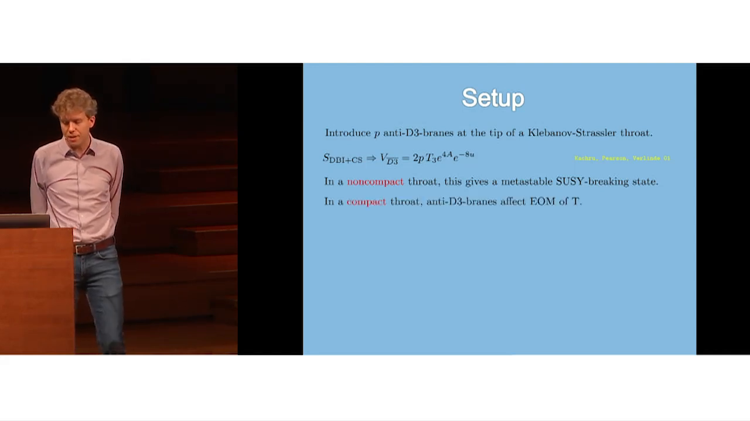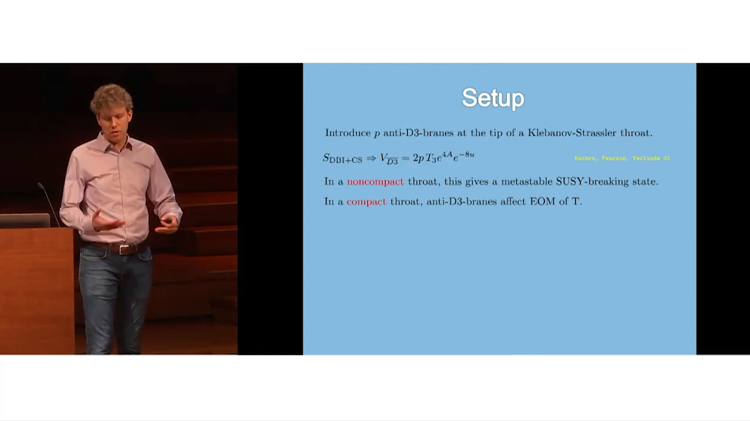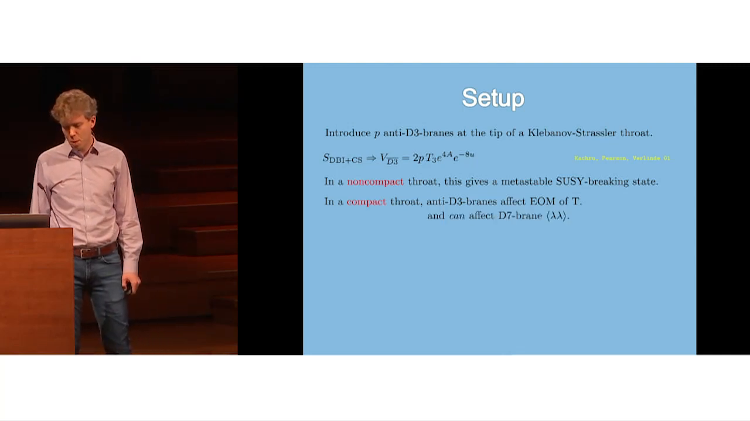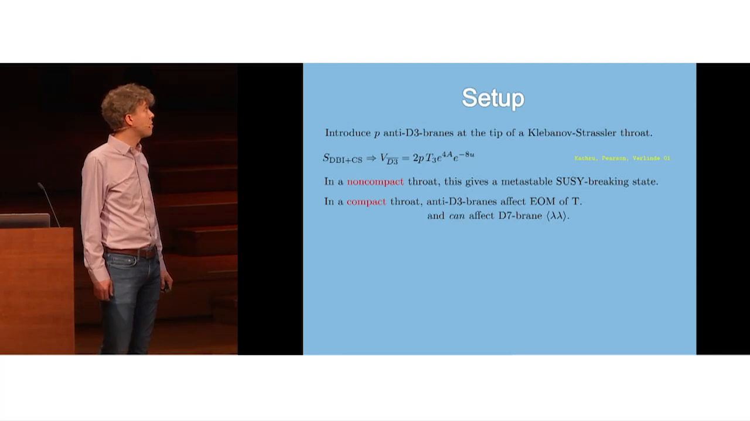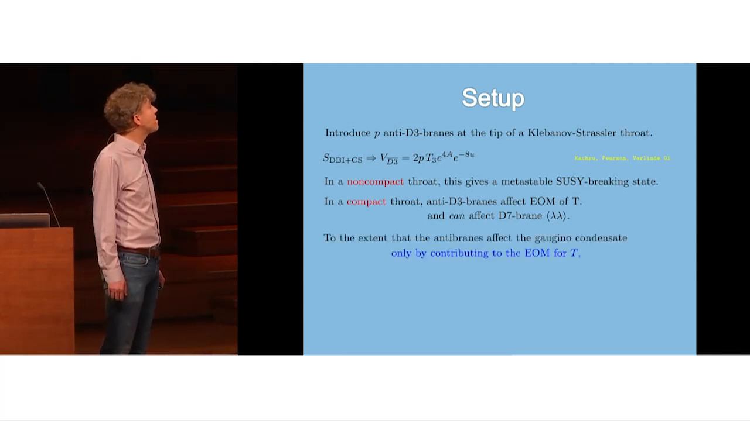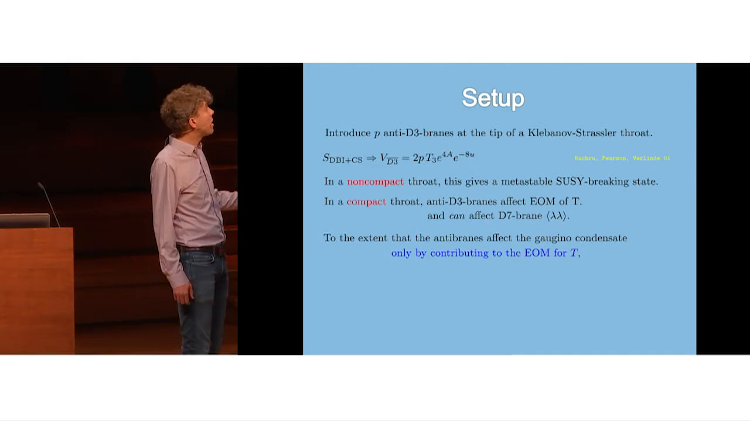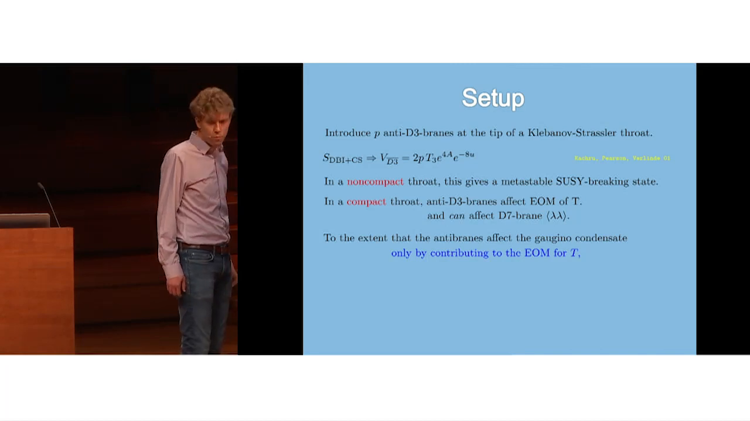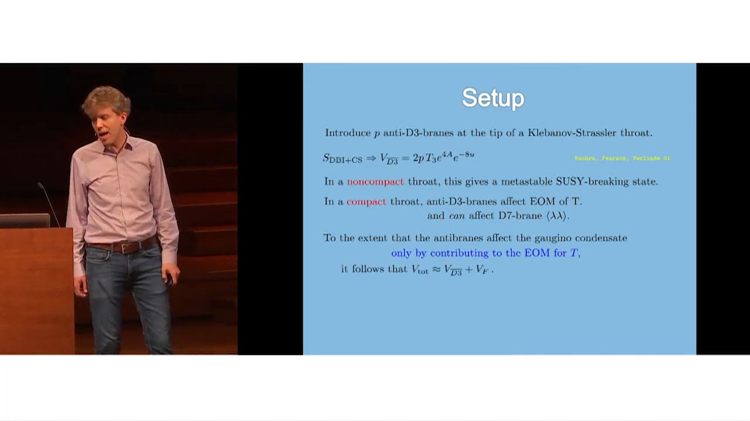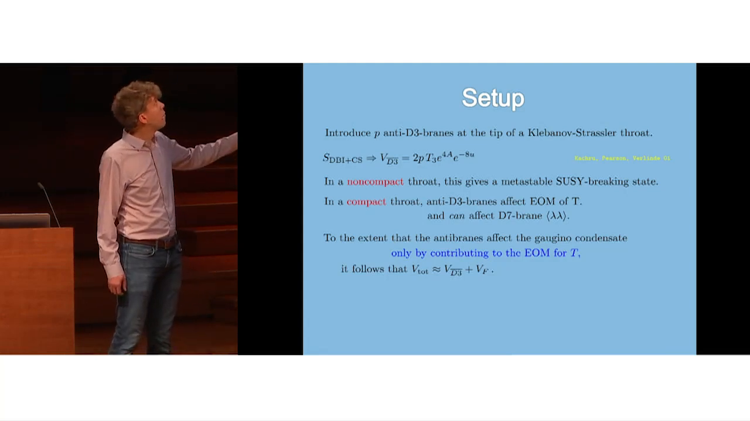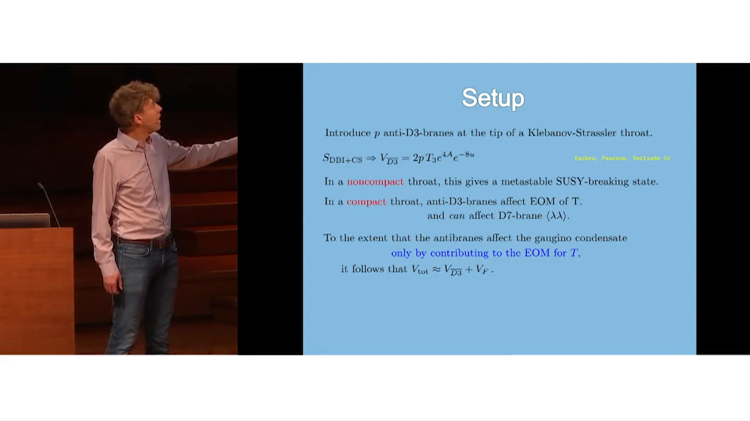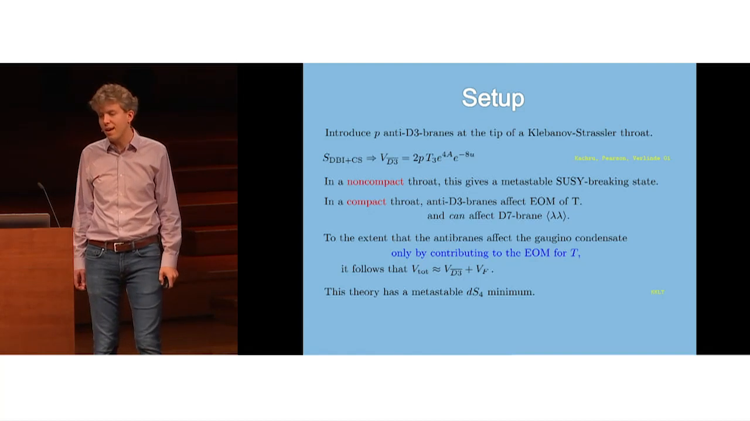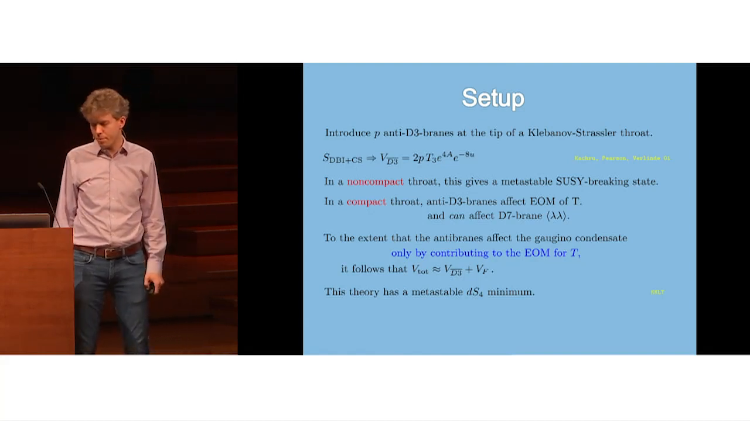In a compact throat, the anti-D3 branes affect the equation of motion for T because they cause a slight dilatation of the overall space. This is the decompactification instability. In principle, they could also affect the gaugino condensate itself. Now, to the extent that the anti-branes affect the gaugino condensate only by contributing to the equation of motion for T, namely only by causing a small dilatation, which we'll come back to, then it does follow that the total potential in 4 dimensions is the sum of the Born-Infeld plus Chern-Simons part from the anti-branes and the F-term potential for the moduli. The key result of KKLT is that this theory has a metastable de Sitter minimum.